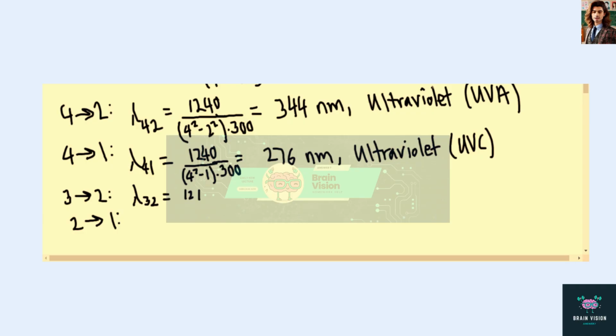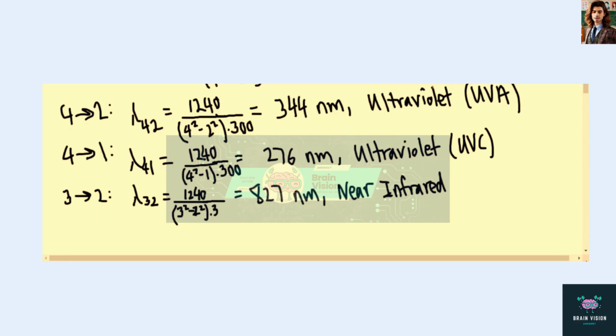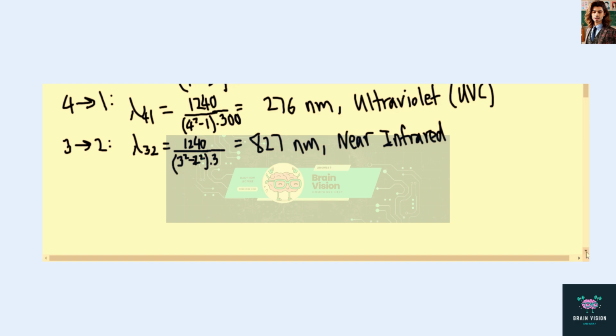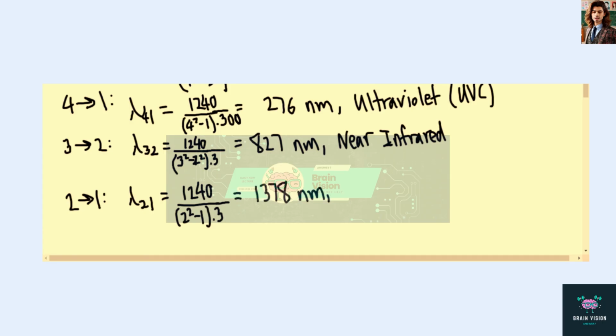Anyway, continuing, the 3-2 transition is 1240 over 3 squared minus 2 squared times 0.3, and you get 827 nanometers, which is near infrared. So this is on the other side of the visible spectrum, and that's somewhat close to visible light. And finally, for the 2-1 transition, which is our last transition, you have 1240 over 2 squared minus 1 times 0.3, and you get 1378 nanometers, which can still be considered near infrared, but a longer wavelength than what we got previously. So there you have it.